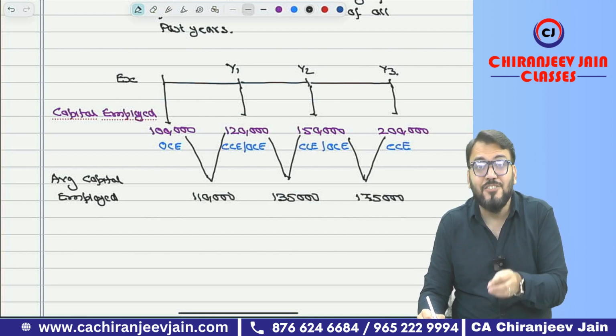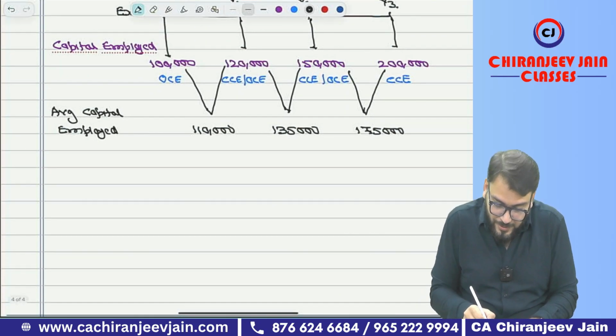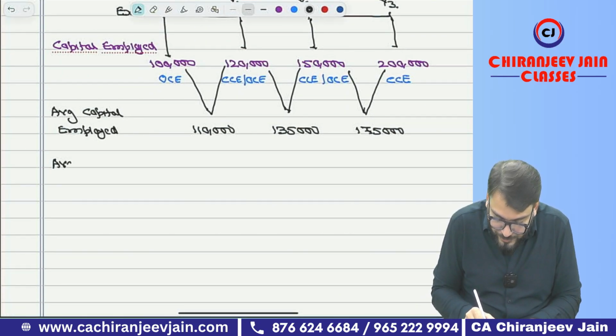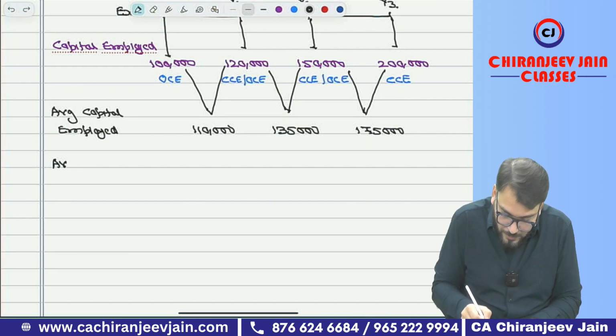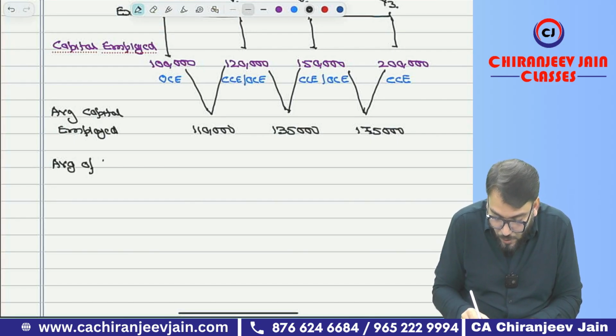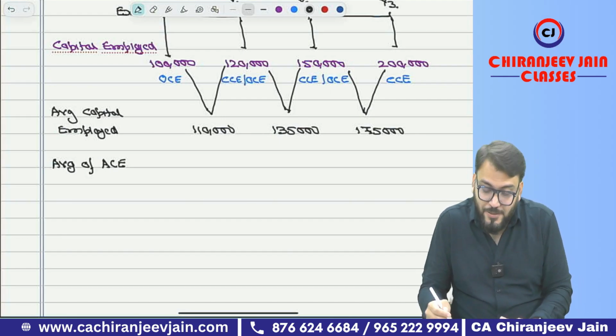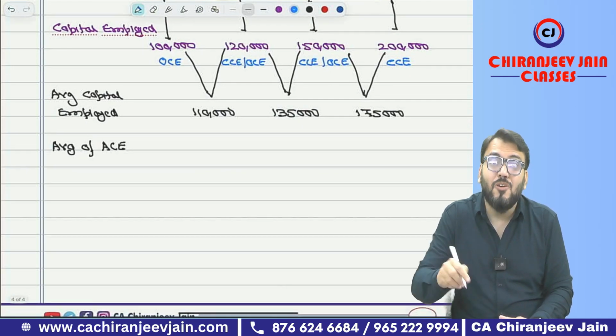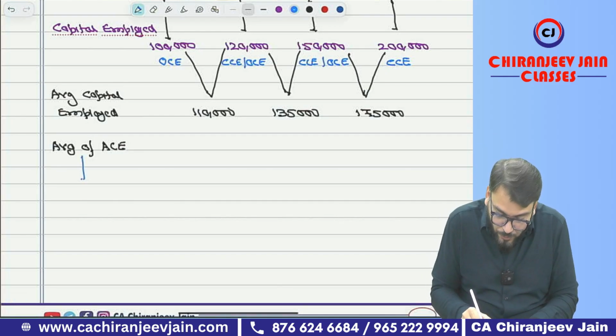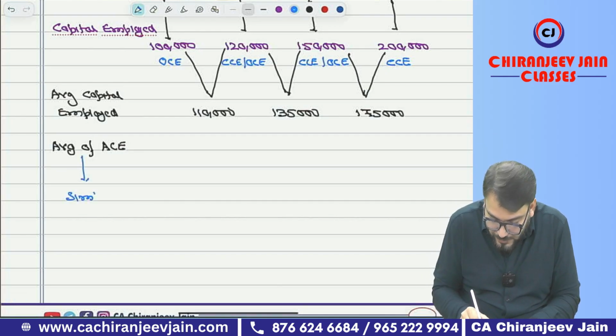Now we have to calculate the average of average capital employed. Now it can be either simple average or weighted average. So either we'll go for simple average.